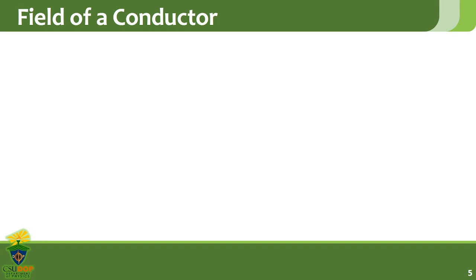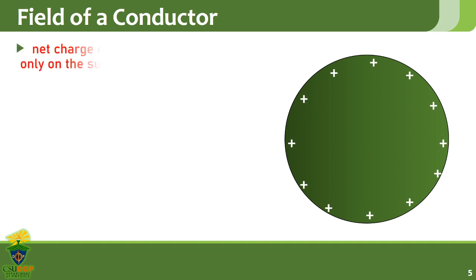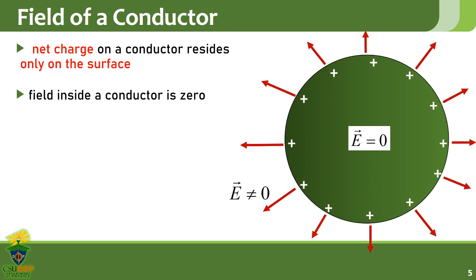When charges are placed in a conductor, such as the one shown here, these charges will repel each other. This means that they will stay as far away from each other as possible until they reach the surface, where there is nowhere to go. This further implies that any net charge on a conductor will only reside on the surface. Since there are no charges inside the conductor, then the electric field inside will also be zero. You can also think of this as the electric fields of the charges inside are canceling each other out. However, the electric field outside a conductor is not necessarily zero.